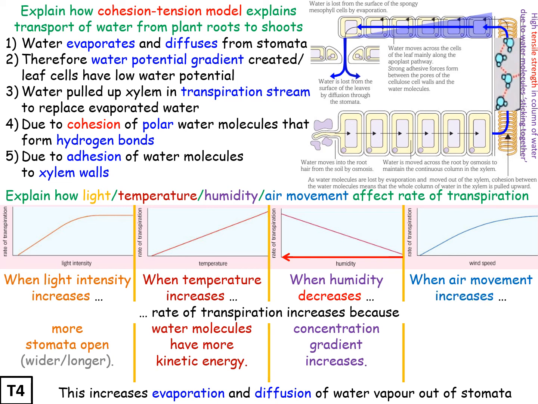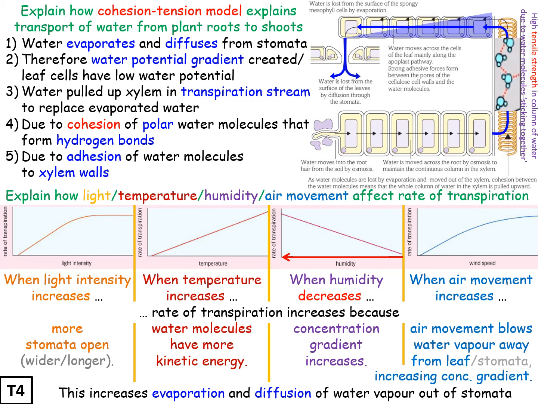When air movement increases, the rate of transpiration increases, and that's because the air movement or wind will blow the water vapor away from the leaf. And when it blows the water vapor away from the leaf, that means there's a bigger difference in concentration within the stomata and outside the stomata. So that concentration difference means that the concentration gradient increases, and that increases the evaporation, diffusion of water vapor out of the stomata.